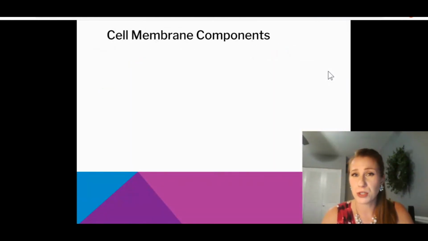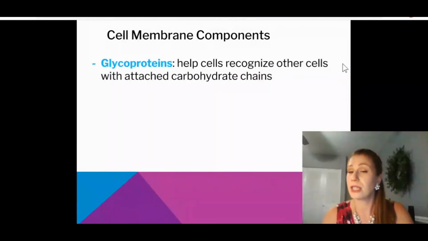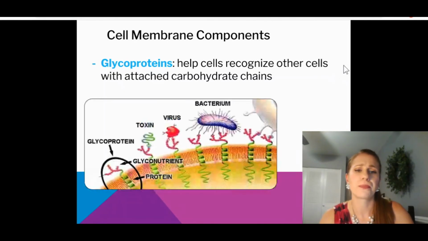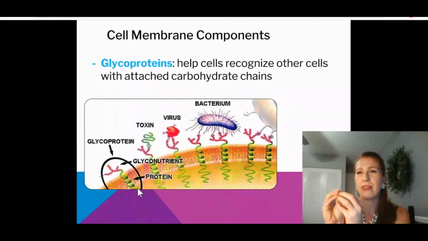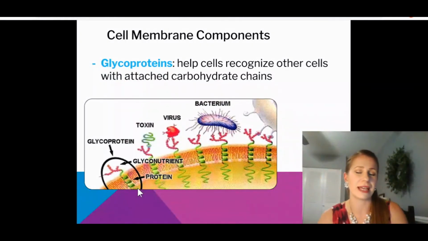We have other components to our cell membrane as well, besides just our lipid bilayer and our proteins. We have glycoproteins. Now, we talked about glycoproteins earlier, and also when we talked about viruses. They help recognize other cells with attached carbohydrate chains. So those specific carbohydrate chains tell the cell what each cell is. And they look like this. There are different ones for toxins, viruses, bacteria, other cells, and it's consistent. It holds onto a protein, and then that carbohydrate chain comes off of the protein that's in the cell membrane.